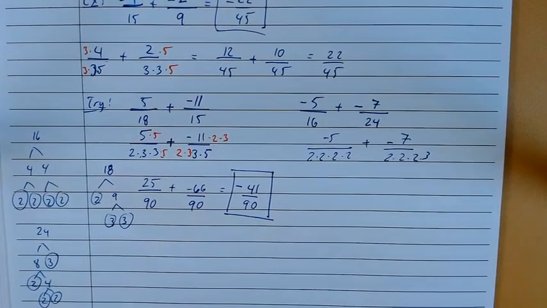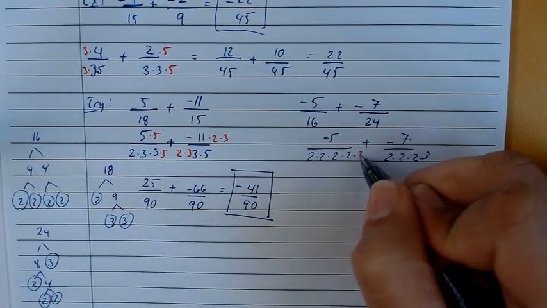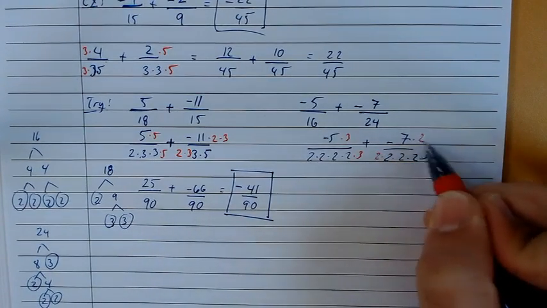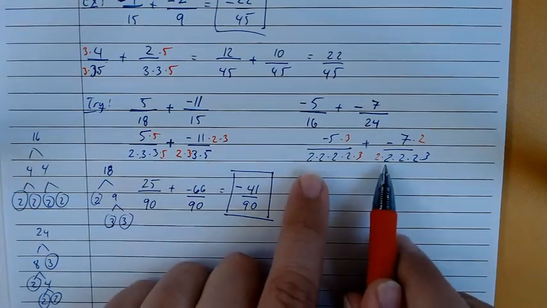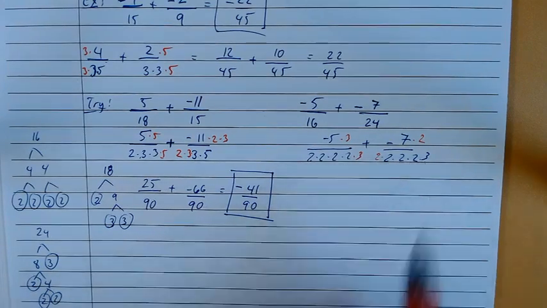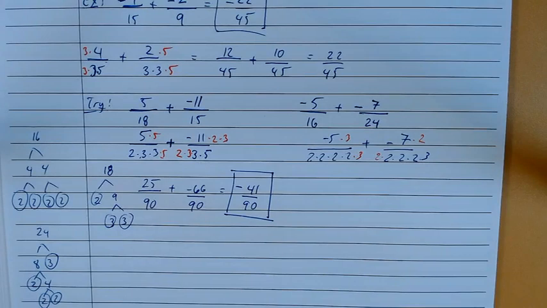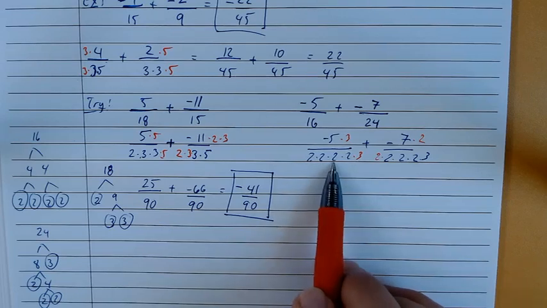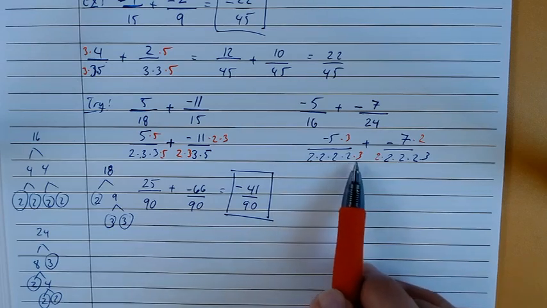And now to give these a common denominator, all we need to do is multiply this one by a 3 and this one by a 2. Now they're all the same. 2, 2, 2, 2, 3. So that looks like that common denominator is 48. 2 times 2 is 4, times 2 is 8, times 2 is 16. 16 times 3 is 48.